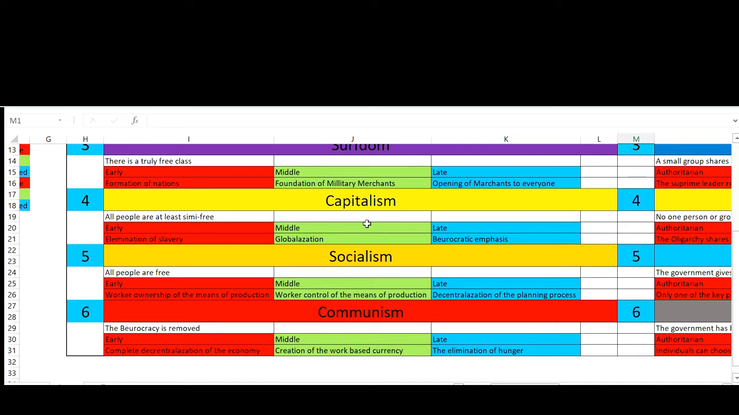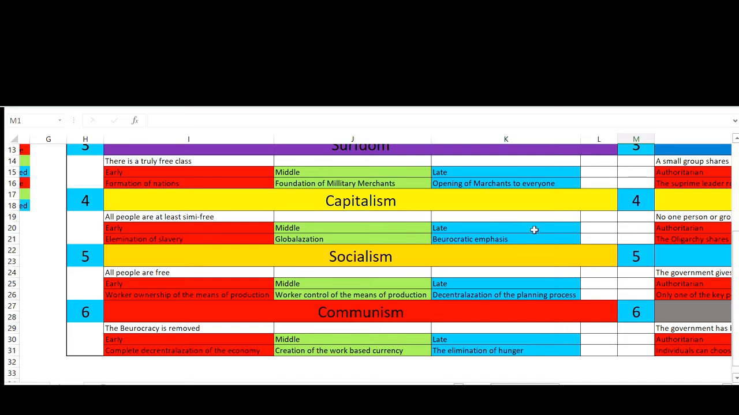So the elimination of slavery makes it easier to become a merchant. And then the globalization of capitalism opens up new markets and makes old markets bigger so that there's more room for merchants. So it makes the free class of merchants a lot larger. And we're just making it bigger and bigger and bigger. Then we have late stage capitalism, which is the bureaucratic emphasis.